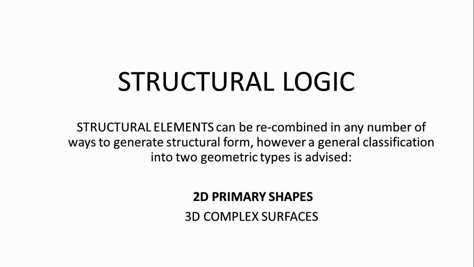So, structural logic, or systems if you prefer, goes back to what we were looking at previously, which is the various elements that combine together to make three-dimensional form. And structural elements can be recombined, should we say, in any number of ways to generate form. But there are two geometric types that we classify. One is looking at two-dimensional primary shapes, and the second is looking at rather more complex three-dimensional shapes, which you can only really understand from their surface geometry rather than from two-dimensional primary shapes.